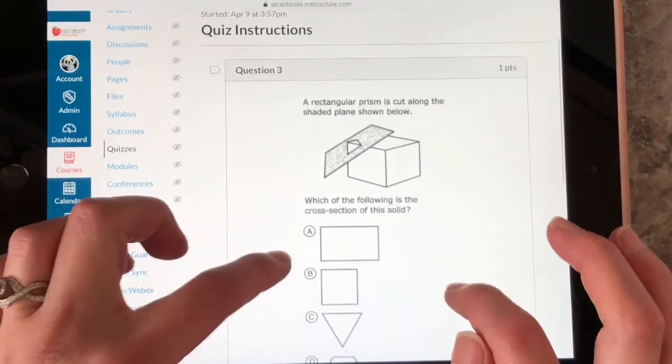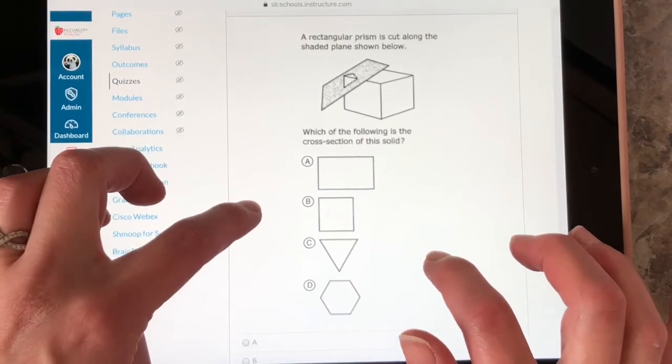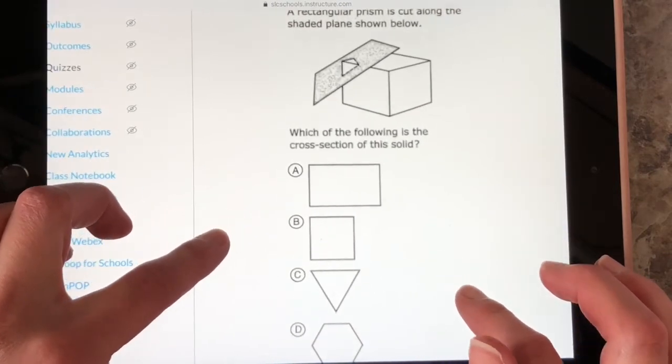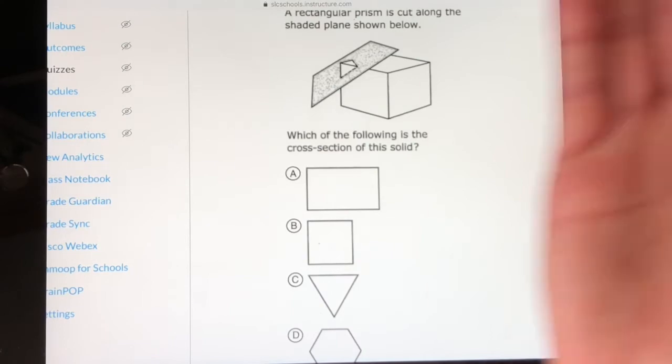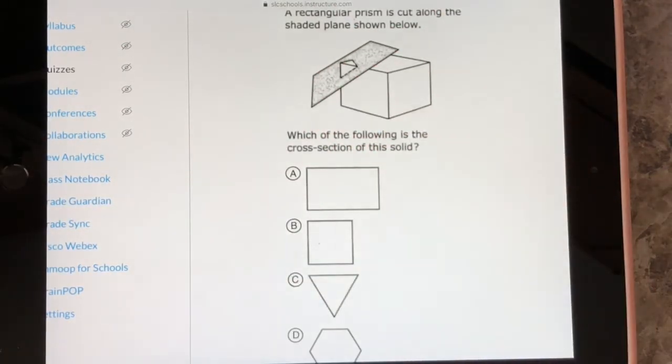All right, a rectangular prism cut along the shaded plane shown below. So rectangular prism, this is our box of chocolate. We're gonna cut it diagonally using this little shaded plane.